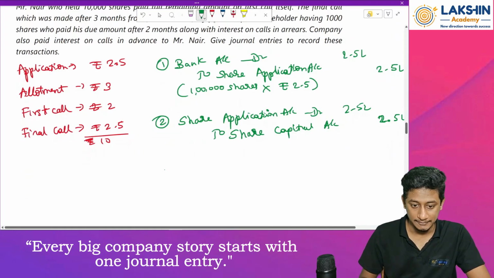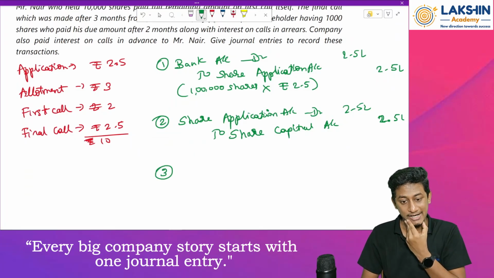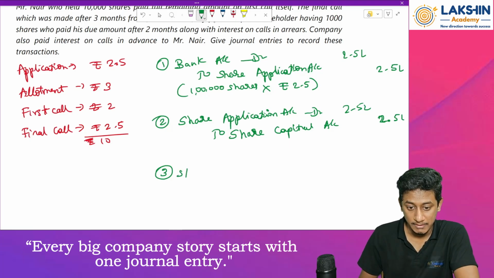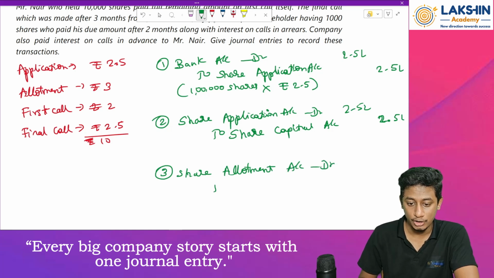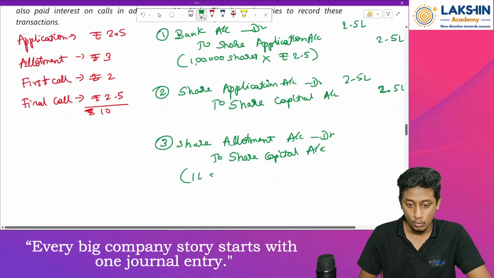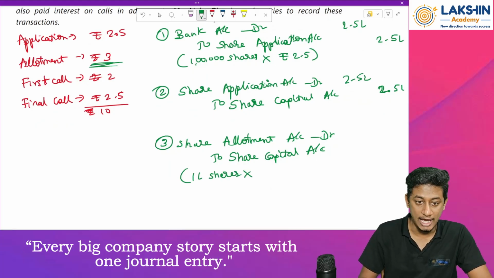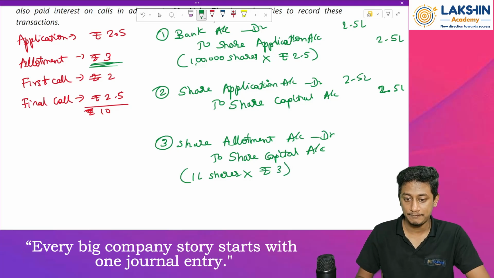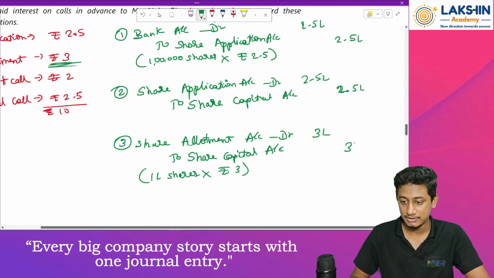Then the third entry is for the allotment procedure, right? So the allotment entry will be: share allotment account debited to share capital account. This is the due entry for share allotment. I have to receive the money for share allotment. How much? 1 lakh equity shares into the amount for allotment, rupees 3. So that will again be 3 lakh rupees.